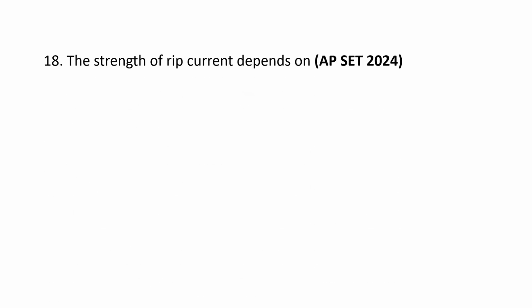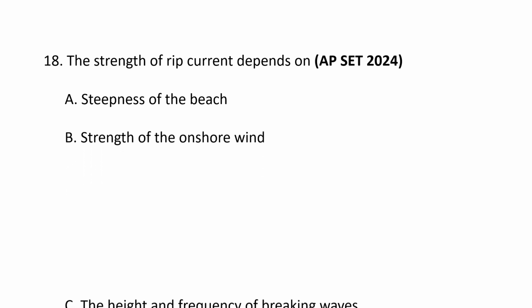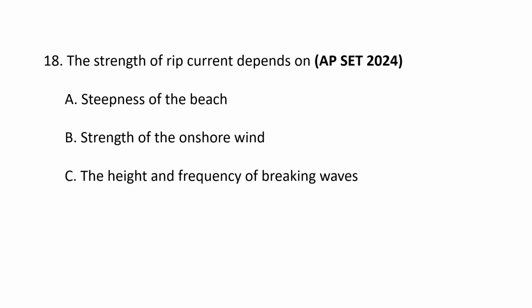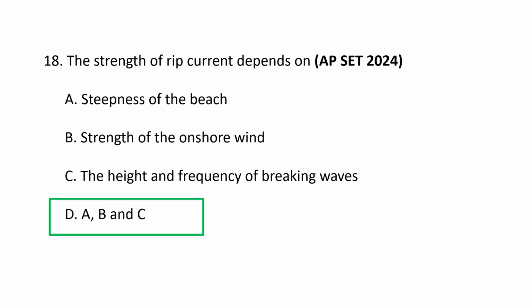Next question. The strength of rip current depends on A. Steepness of the beach, B. Strength of the onshore wind, C. The height and the frequency of the breaking waves, and D. A, B, and C. The correct option goes as D.